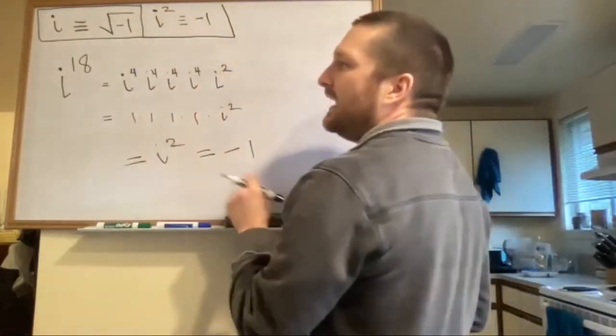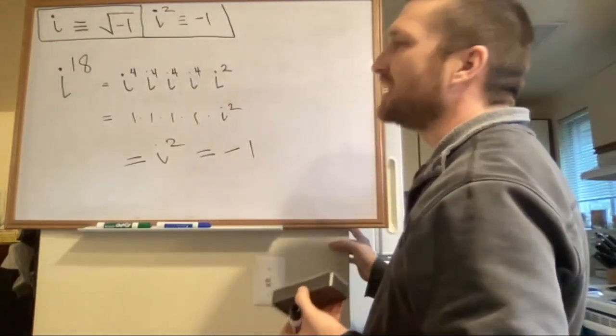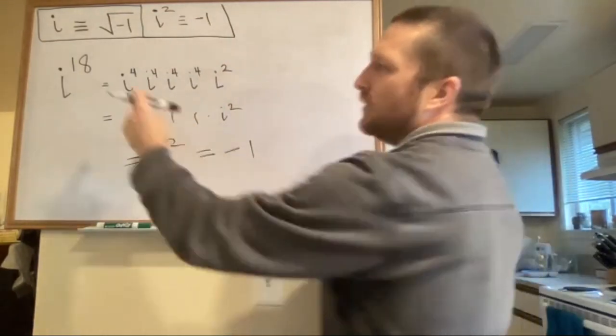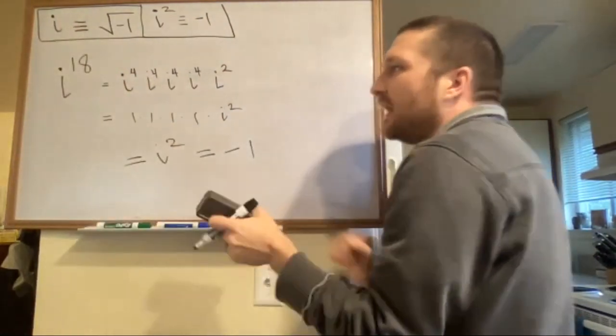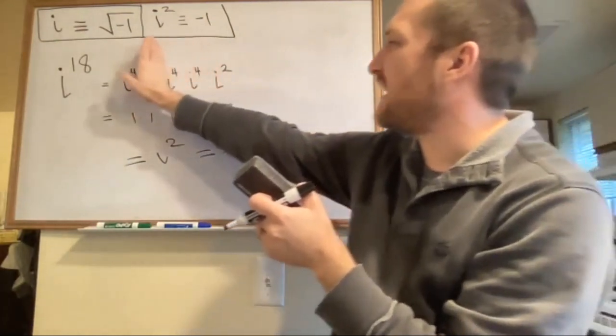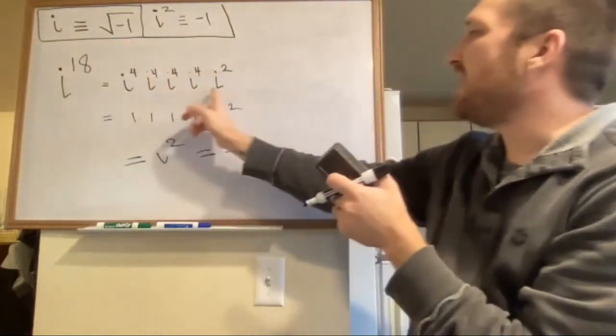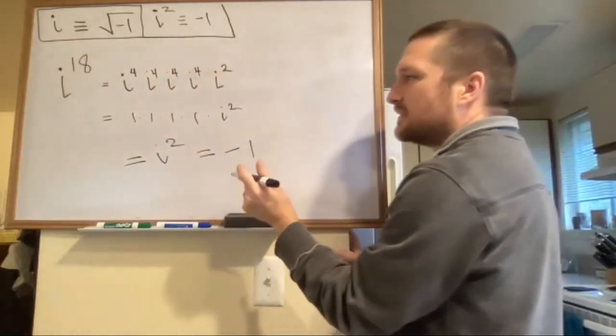Basically, it's like, 18 is what divided by 4 plus what? We're grouping this into how many groups of 4? Okay, I need a total of that many groups of 4. And then we know that's all going to turn out to be 1. And then you have whatever's left over.